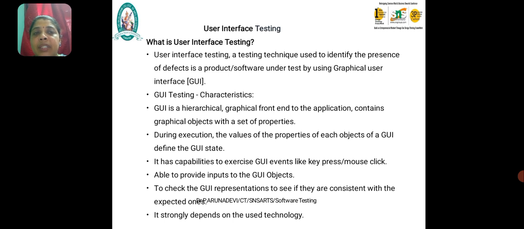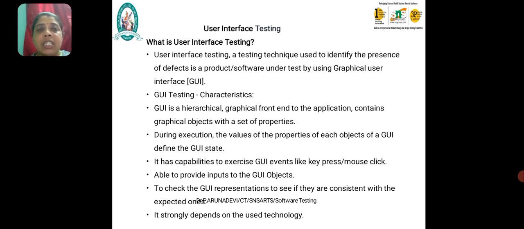First thing, it is based on the hierarchical graphical front end to the application containing graphical objects with a set of properties. It means it will support the front end options, so it works within the front end. During execution, the value of the properties of each object of a GUI defines the GUI state. Each and every time they have to face within a state. How the operation can be performed, we have to identify one by one.